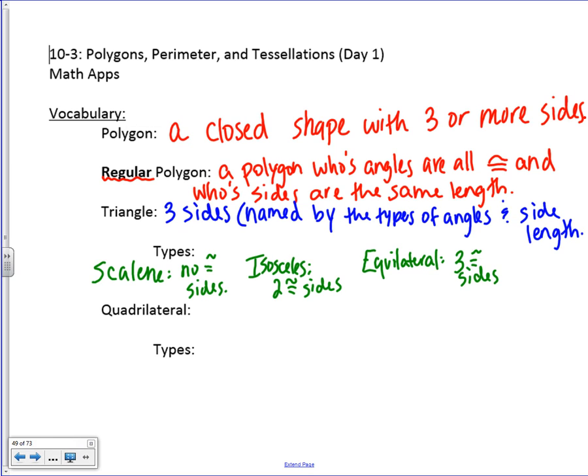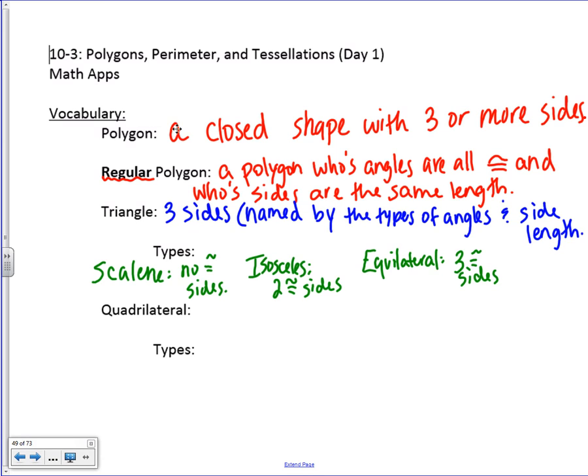Okay, so obviously if it's an equilateral triangle, that means it's a regular polygon, because by definition, regular means all the sides are the same. Okay. Now in that definition of triangle, I said by name, by types of angles and side length. The types I've given you here in green are the types by side length. We have already talked about angles. Okay, you know that an obtuse angle is bigger than 90 degrees. So if a triangle has an angle that is bigger than 90 degrees, it's called an obtuse triangle. If there is a triangle that has all angles less than 90 degrees, then it's called an acute triangle.